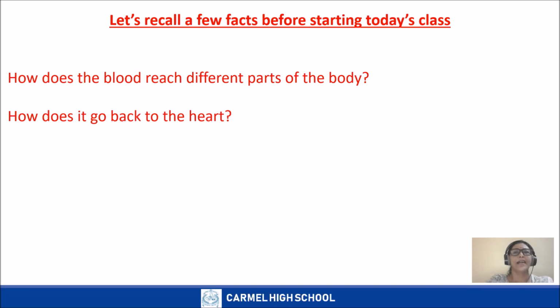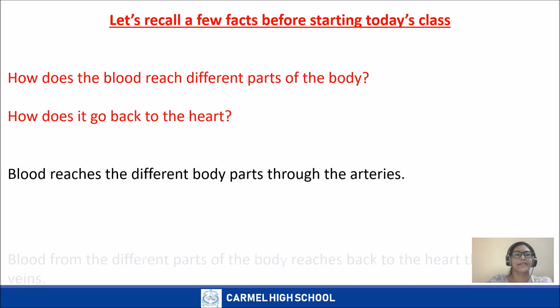Yeah. The arteries carry the oxygenated blood from the heart to different parts of the body, right, children? And the veins carry deoxygenated blood from different parts of the body to the heart again, right? Yes.